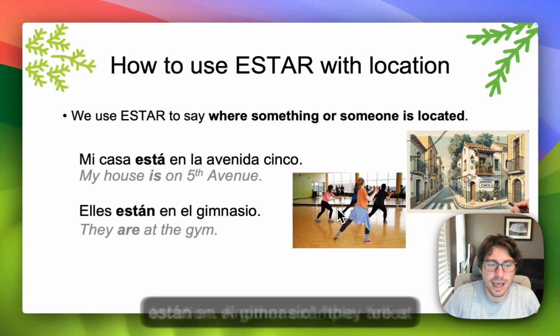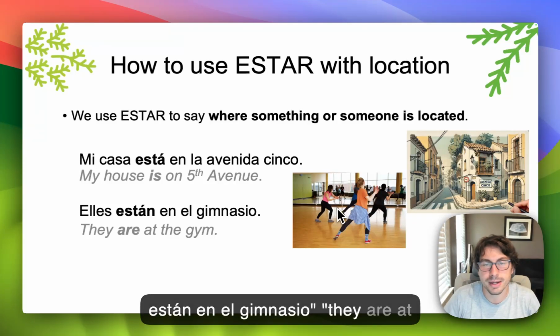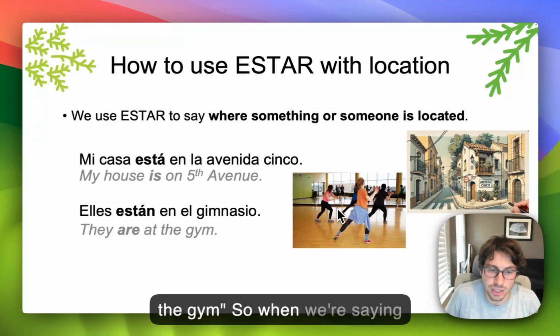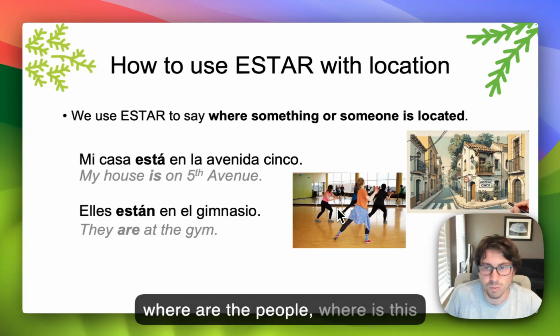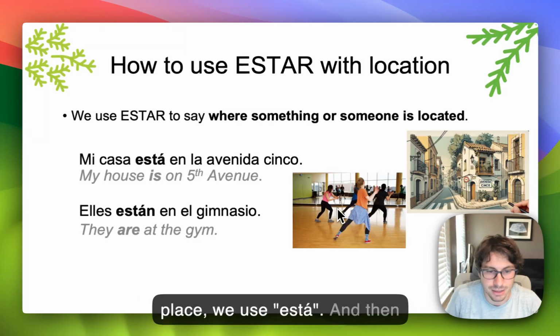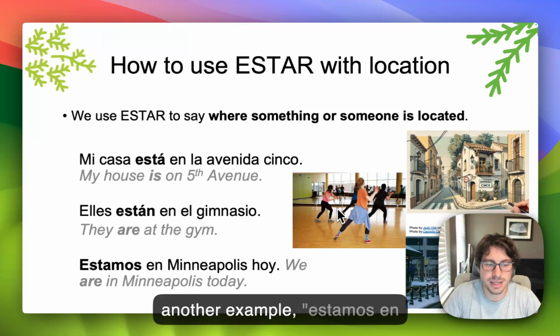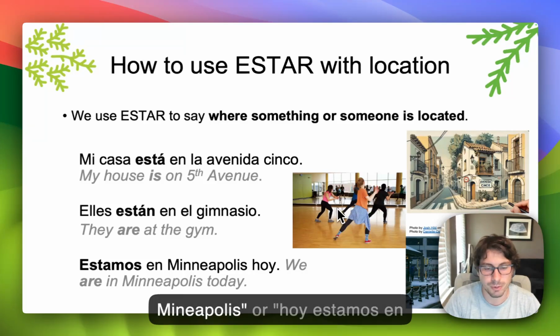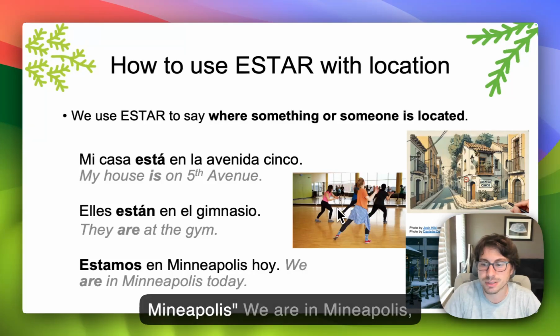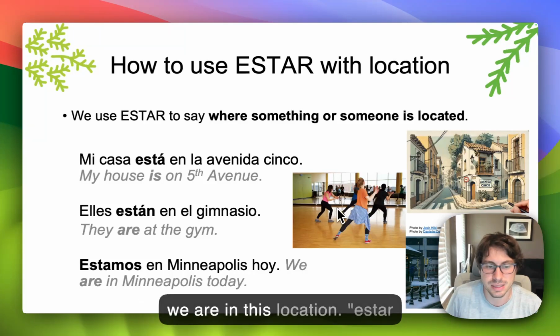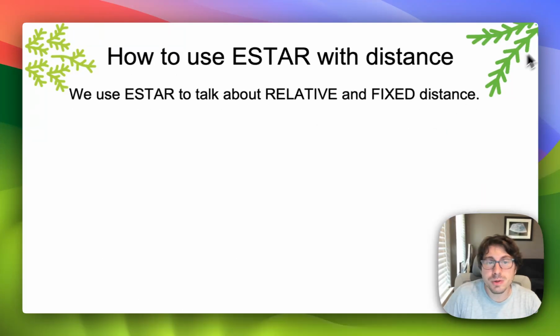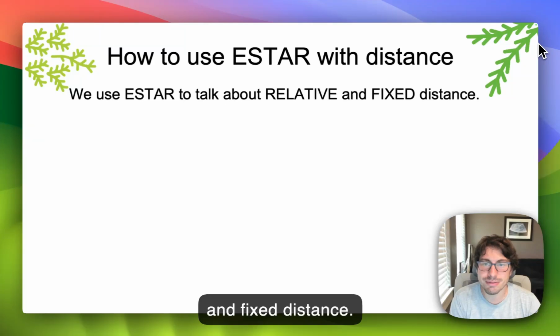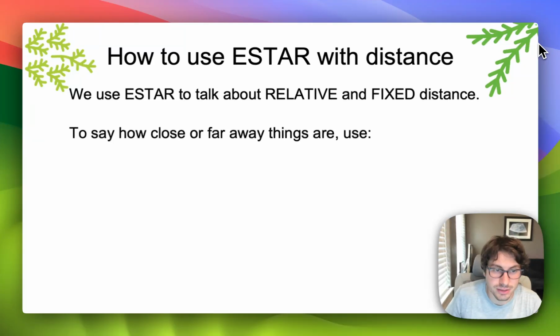Another example, ellas están en el gimnasio. They are at the gym. So when we're saying where are people, where is this place, we use está. And then another example, estamos en Minneapolis. Or hoy estamos en Minneapolis. We are in Minneapolis, we are in this location. Estar plus location. We use estar to talk about relative and fixed distance.